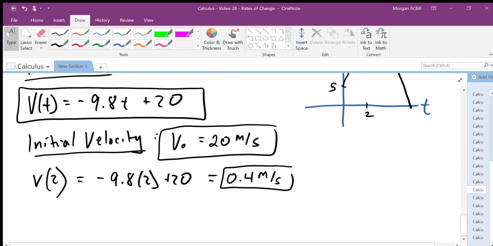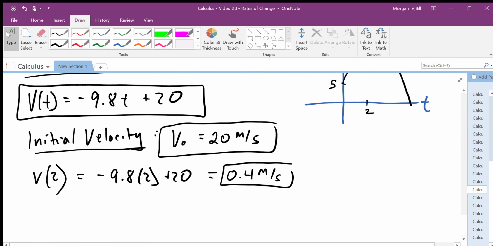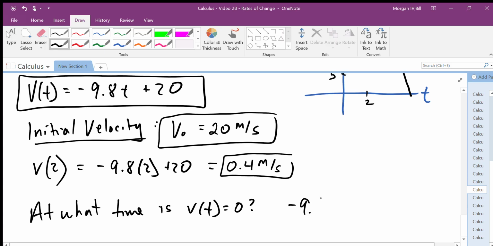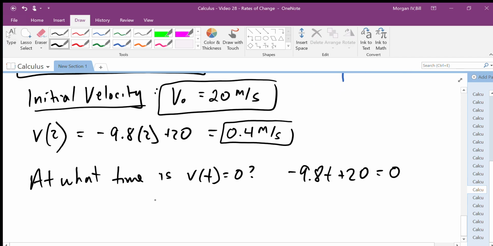All right, let's see. What is that maximum value? Let's first of all, at what time do we get that max value? At what time is the velocity equal to 0? Well, we'll take our velocity function, negative 9.8 t plus 20. We'll set it equal to 0, and we'll find out what time the velocity is equal to 0. Solving, I get 9.8 t equals 20. t equals 20 divided by 9.8.